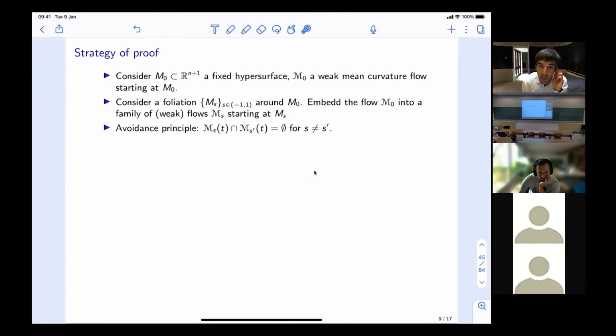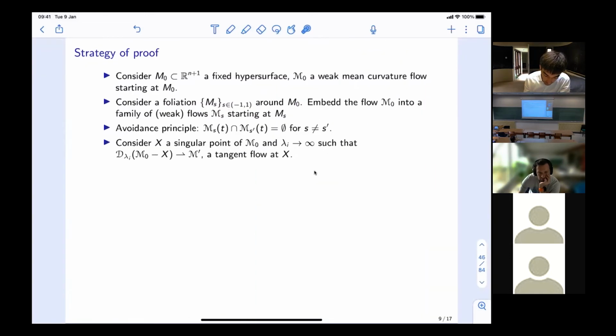Now, the best thing is to think about space-time now, about this picture before. So there's a whole foliation of flows which sort of foliates a neighborhood in this space-time picture. Okay. And that uses the avoidance principle, that you can do this. Now, assume we have a singular point of our initial flow. This is the singular point X. We shift it to the origin, just shift the whole space-time picture so that the singularity is there. And we want to analyze the singularity. So we blow up by a sequence of rescalings here and get a tangent flow. Okay, and now we assume this tangent flow is something that we don't want to see.